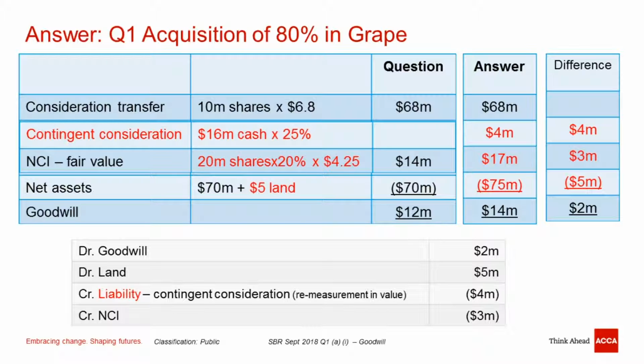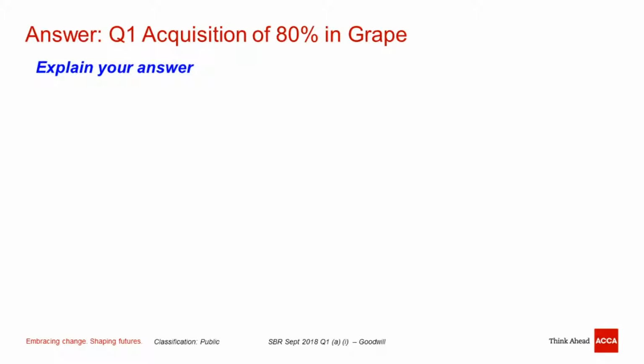So apart from calculating this table and the entry, you need to explain your answer. Students sometimes tell me that they don't know what to write in order to explain. Very simple. You just explain the red numbers, how you come up with the red numbers. So let's take a look. How do you explain your answer?